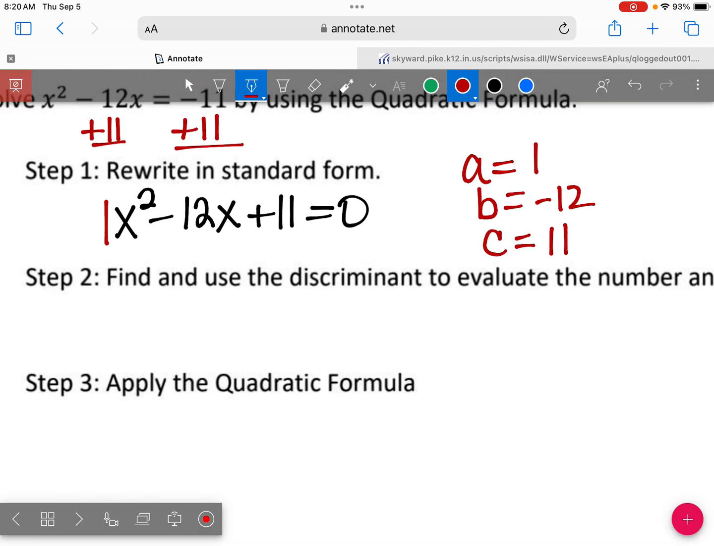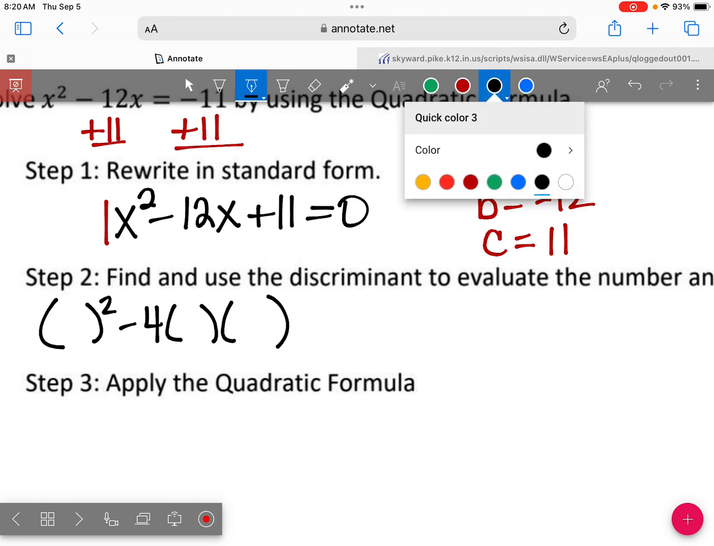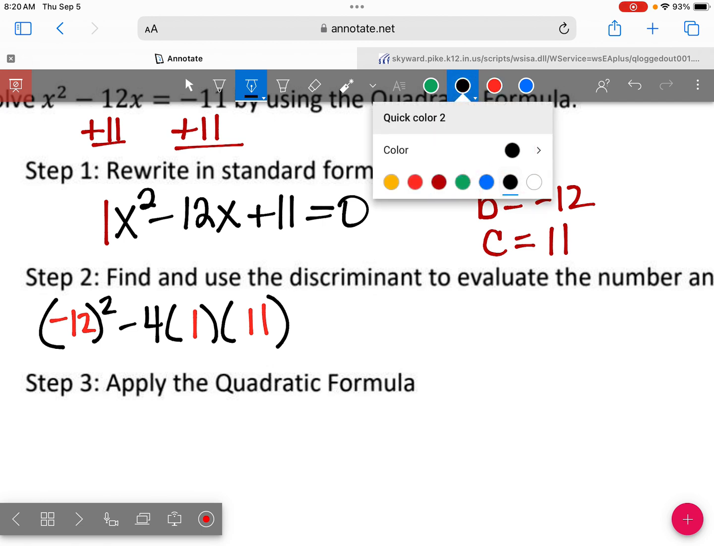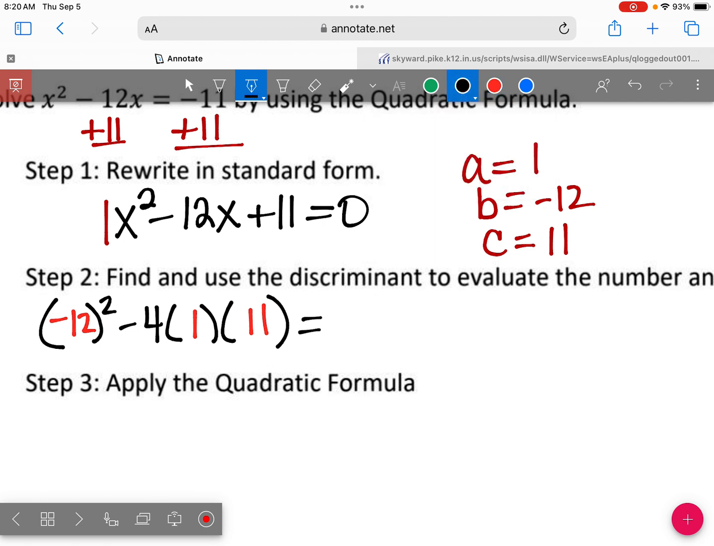So now let's go ahead and find our discriminant, which is B squared minus 4AC. So B squared minus 4 times A times C. Go ahead, type that in your calculator. See what you get, because that's going to tell you the number and type. It's going to tell you if you have 2 real, 1 real, or no real solution.